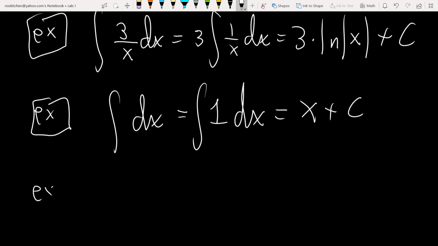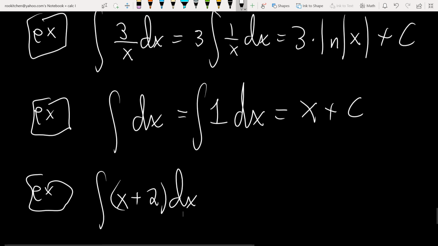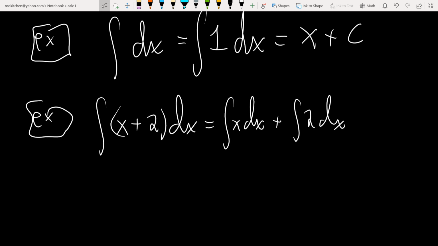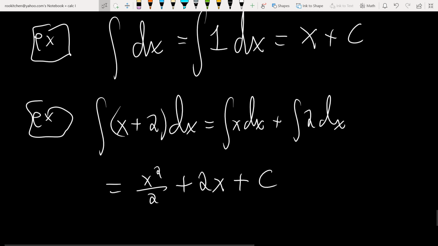Moving on. Okay, so now looking at the integrals of sums. The integral of a sum is equal to the sum of the integrals. So you can rewrite that as the integral of x dx plus the integral of 2 dx. The first guy is x to the 1 plus 1, which is 2, all over that exponent. And then plus, you can factor out the 2, and then you have the integral of 1, like before, that's just x, plus c.